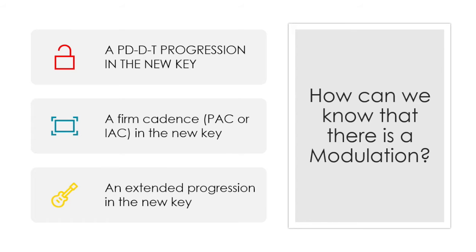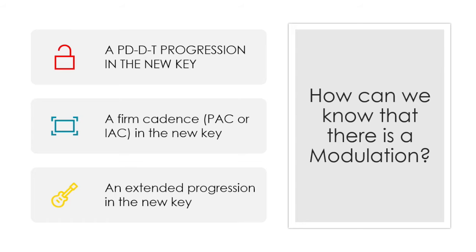How can we know that there is a modulation? There are different ways. One way is when a predominant, dominant, tonic progression in the new key happens. That's very important. In order to have a 5-1, you should have a predominant because that signifies that something is about to happen.